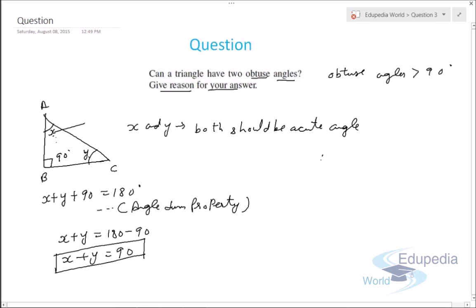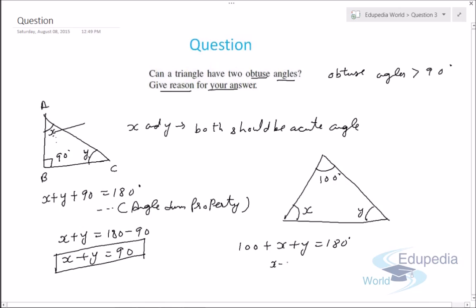Now let's take another example. Suppose we have an angle like this, and let's say this angle is 100 degree, and let this angle be x and this angle be y. Now if we take the angle sum property, it will be 100 plus x plus y equal to 180 degree.